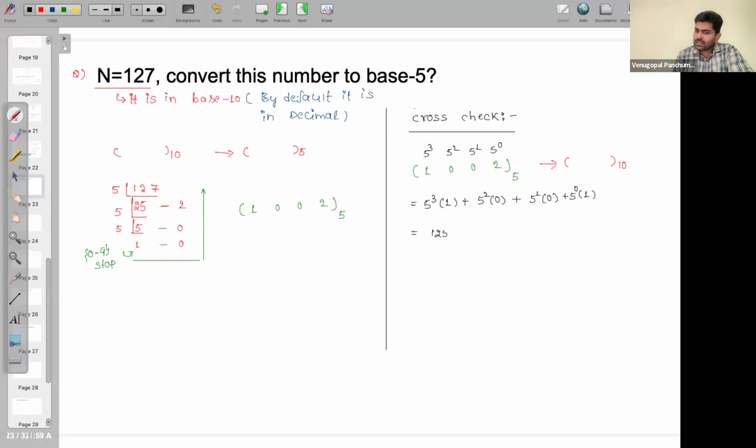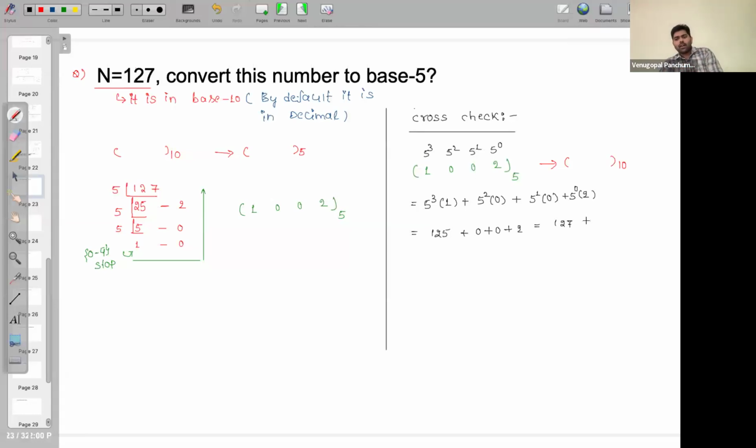That is 125. See, whatever we have done, we are doing the reverse of that. Nothing else here. So plus 0, plus 0, plus 5 power 0, which is 1. So this is 2 now, and when you add it, this is 127. Understood, friends? In the interview, they can ask popular number system questions or unpopular ones also.